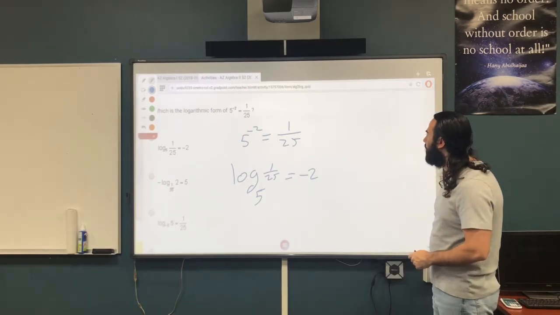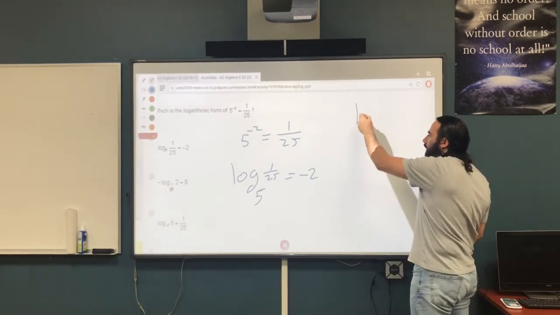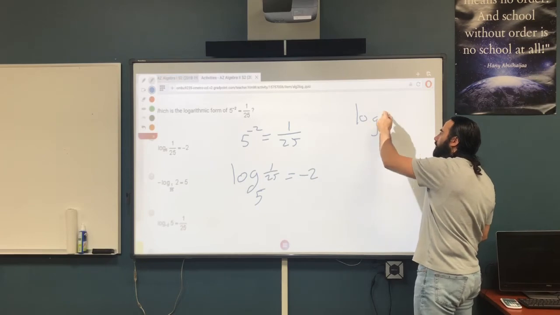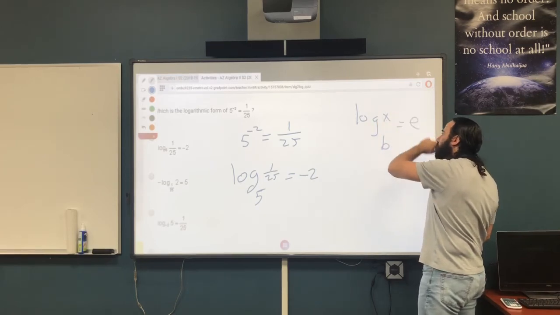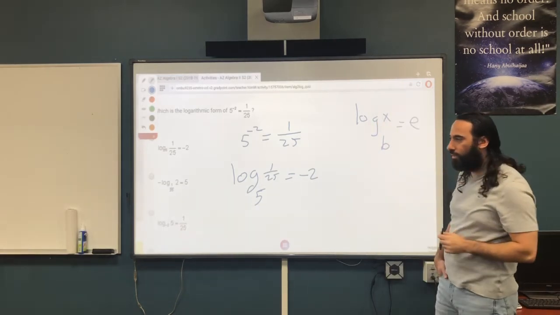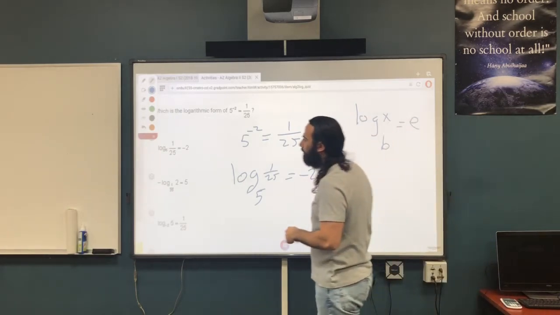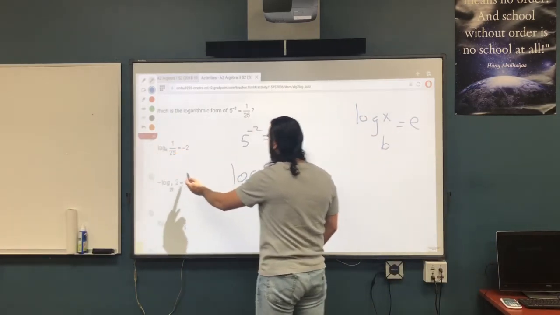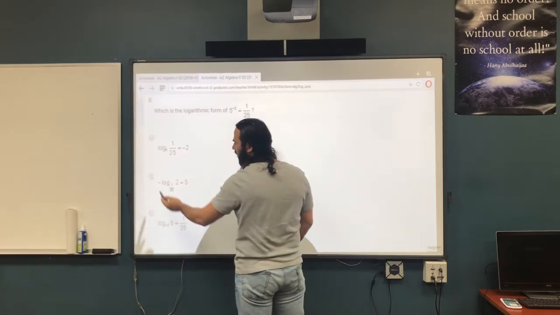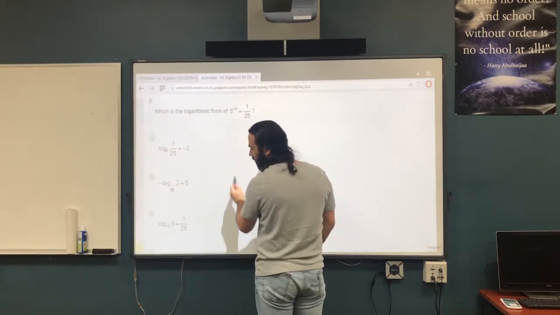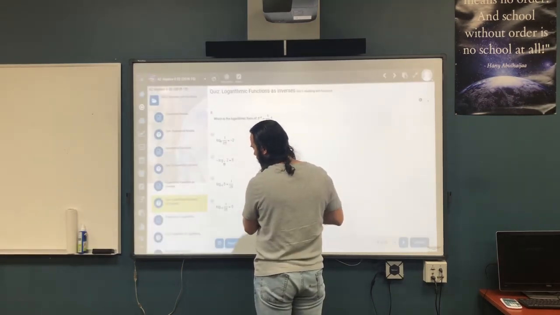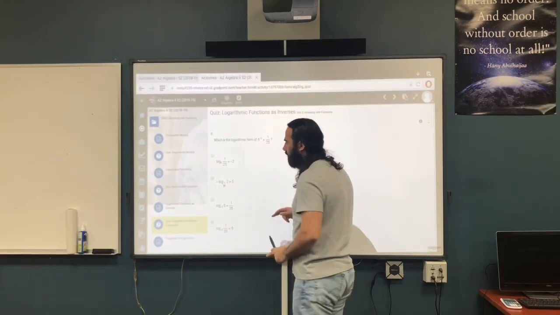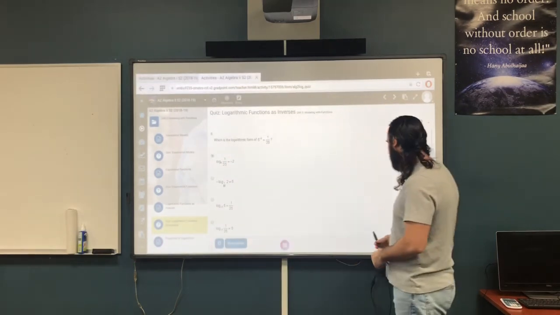Remember, it's always log, the base here, let's say it's x here, and on the other side, it's always the exponent. That is it. So log base 5 of 1/25, which is in the bottom, equals -2.